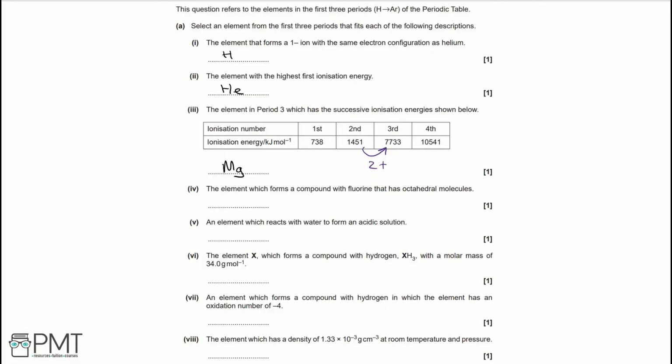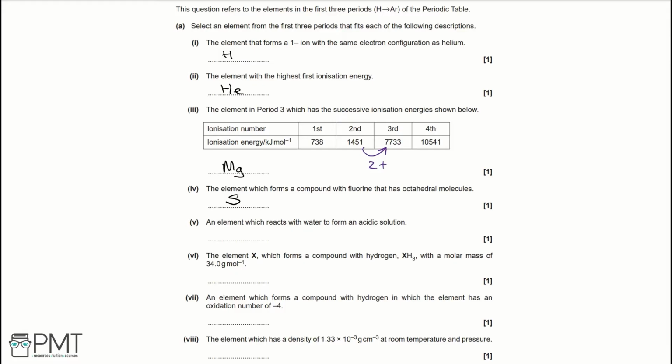Part 4. The element which forms a compound with fluorine that has octahedral molecules. What this question means is that we're looking for an element that will form 6 bonds with fluorine. In other words, produce a compound with hexafluorine. And the element that will do this is sulfur. So to get the mark for this question, you need to write sulfur on the answer line.